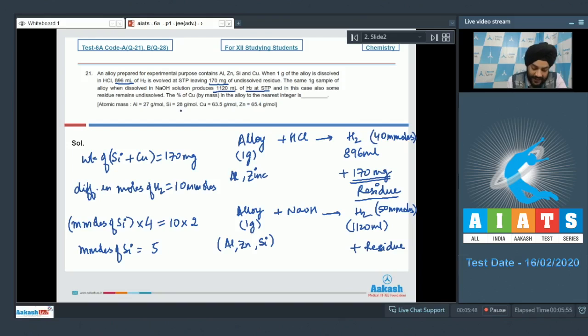So now we can calculate the mass of silicon. The molar mass has been given to us. It is 28 gram per mole. So the weight of silicon in the 1 gram alloy is equal to 28 into 5 milligrams, which is equal to 140 milligrams.